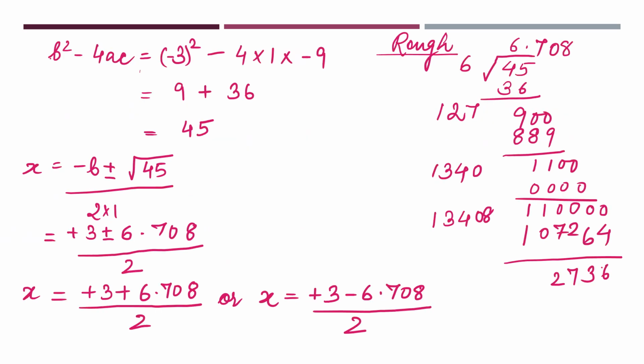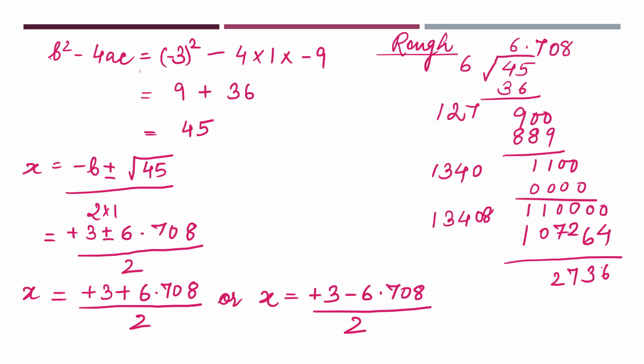Coming to the next slide, children, to find the value of b square minus 4ac, what we get is minus 3 the whole square minus 4 into 1 into minus 9, that is 9 plus 36 is equal to 45. Now we put the value of this in the equation. We get x is equal to minus b plus minus under root of 45 upon 2 into 1, is equal to 3 plus minus 6.708 upon 2, where 6.708 is the square root of 45.